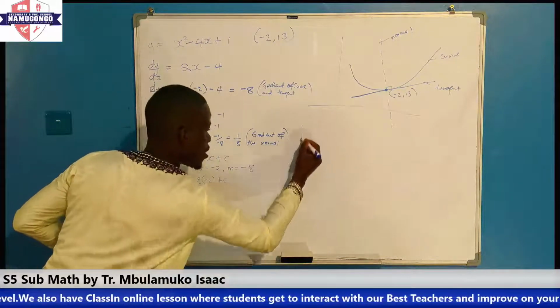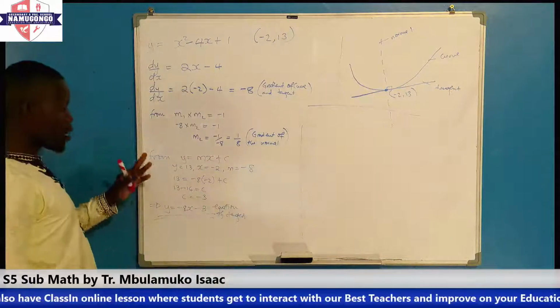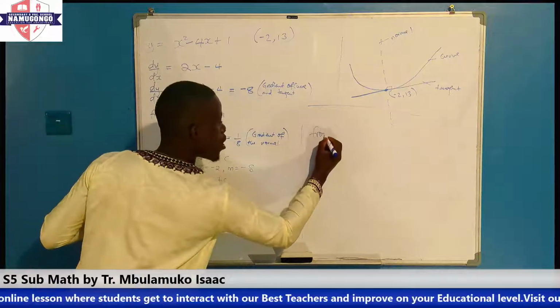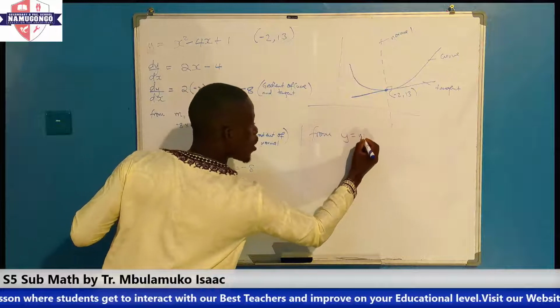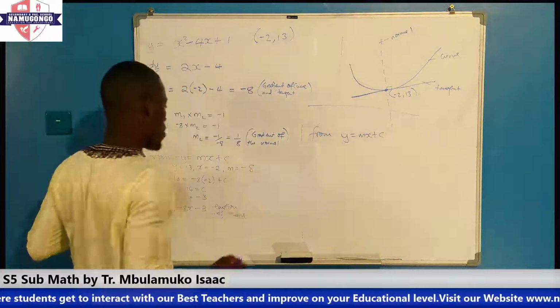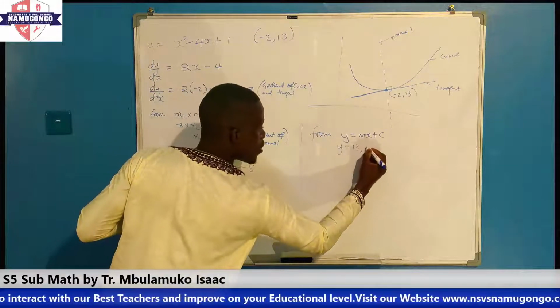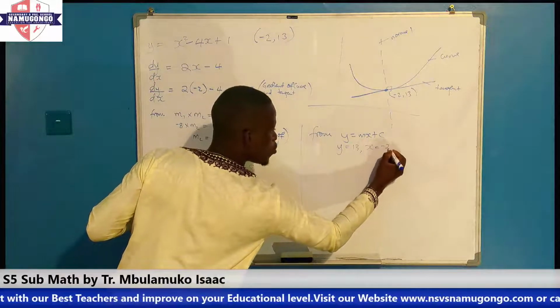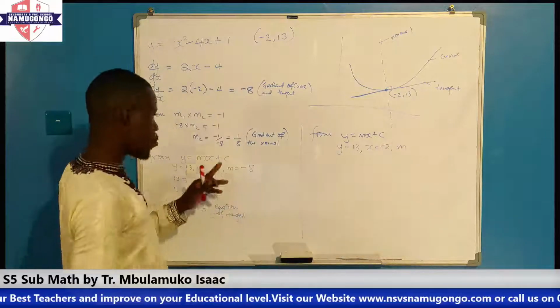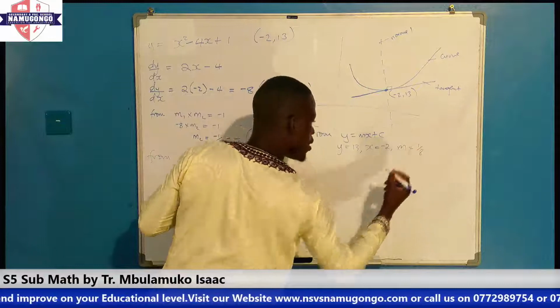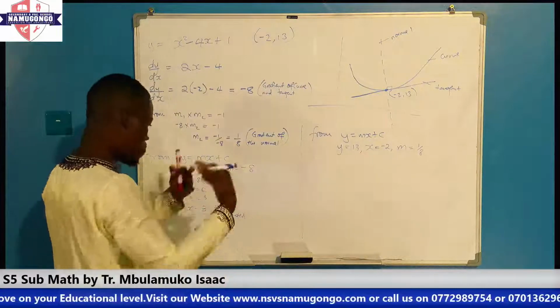Similarly, we are going to get the equation now of the normal. From still the same idea, y is equal to mx plus c, we shall have that our y is equal to 13, x is equal to negative 2. But what changes is the gradient. The gradient of the normal is 1 over 8. Here it was negative 8. And the process repeats itself.